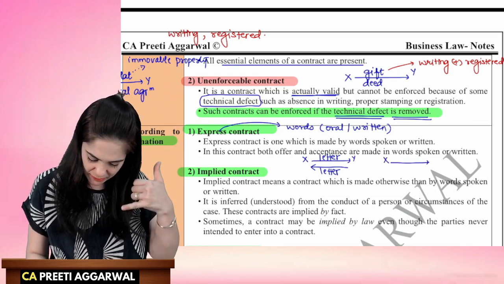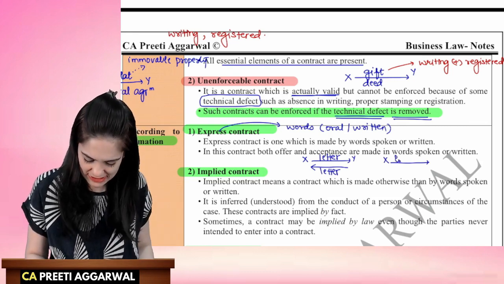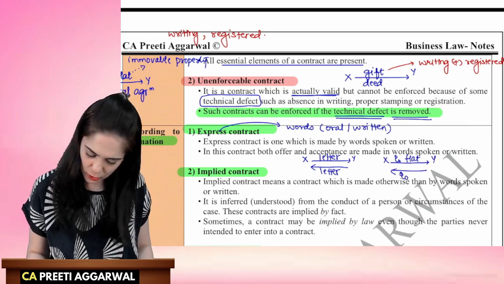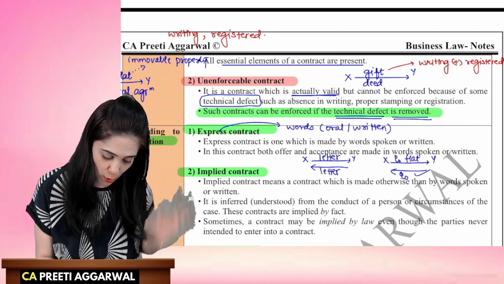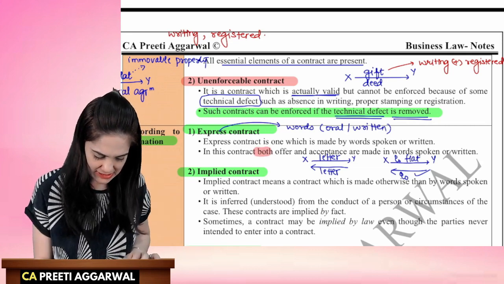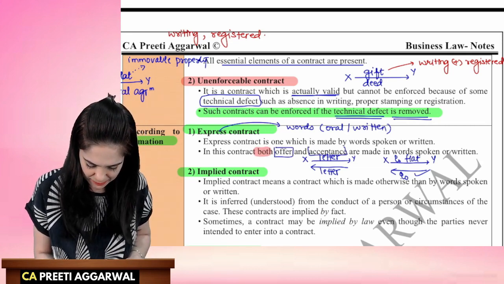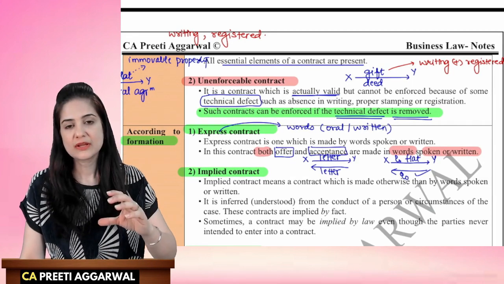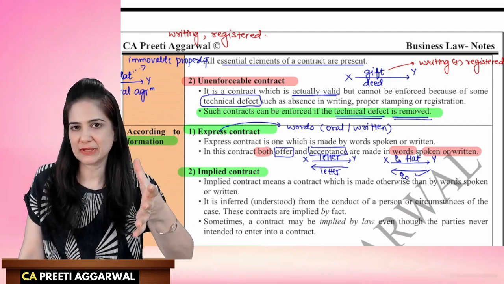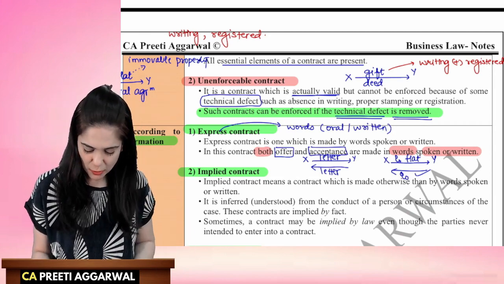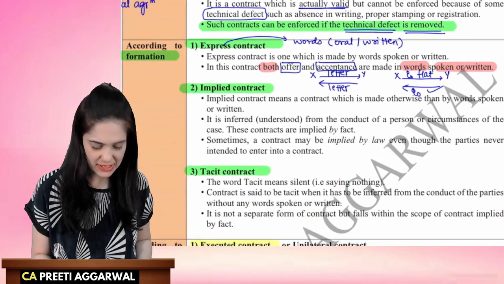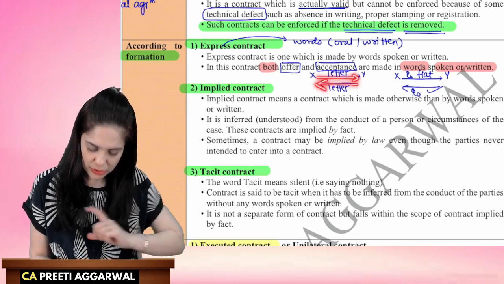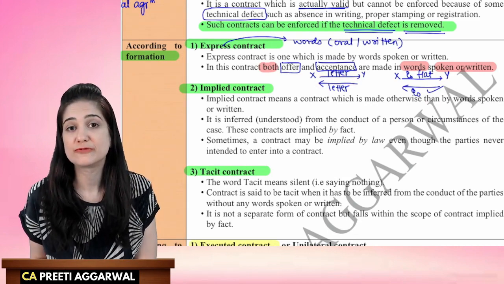X calls up Y on the telephone and says, I want to sell my flat to you. Y also replies on that same call, I will buy that flat. When both the offer as well as acceptance are made in words spoken or written, they are known as express contract. So express contract is a contract wherein both offer and acceptance are made in words.